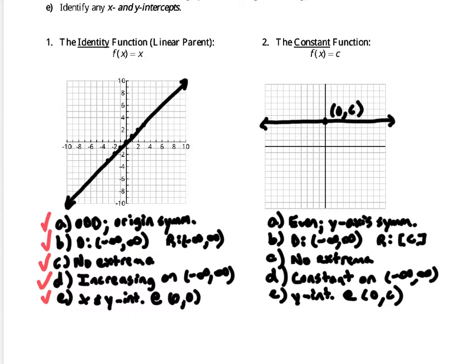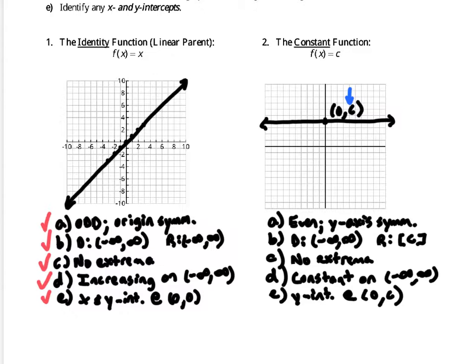Now we will take a look at the constant function, and the constant function appears as a straight horizontal line that intersects the y-axis in one spot. Wherever it intersects, we will call that the value of c. Going through part A, this is definitely an even function because it displays y-axis symmetry. If you fold down the y-axis, this graph will match up perfectly.